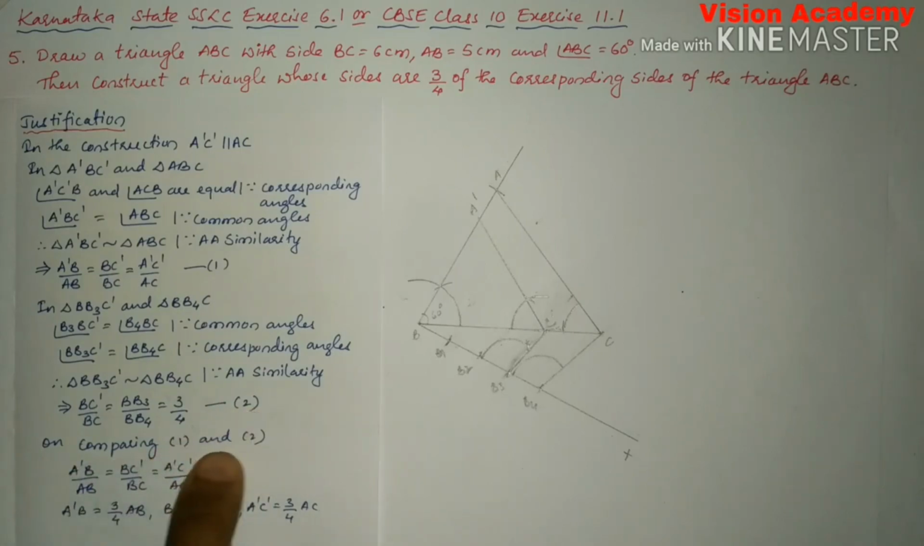On comparing equation 1 and 2, we can say that A dash B by AB is equal to BC dash by BC is equal to A dash C dash by AC is equal to 3 by 4. And once we transform this AB from LHS to RHS, it will become multiplied by 3 by 4. Here you can see A dash B is equal to 3 by 4 into AB. So similarly, BC dash is equal to 3 by 4 into BC. So here A dash C dash is equal to 3 by 4 into AC. So this is the justification.